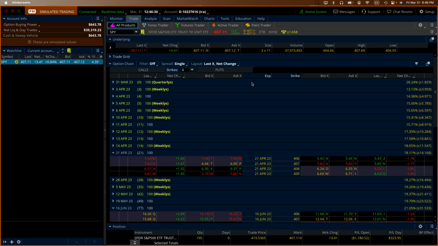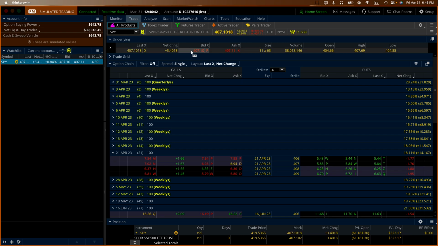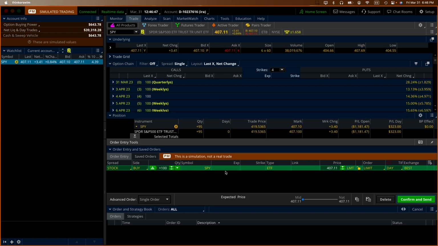So go to the trade tab, all products, and that should go to the SPY, provided that you have this little yellow icon which matches whoever you have here, and then just click on the ask, and there you are. 100 shares, not what we want. We just buy one share.